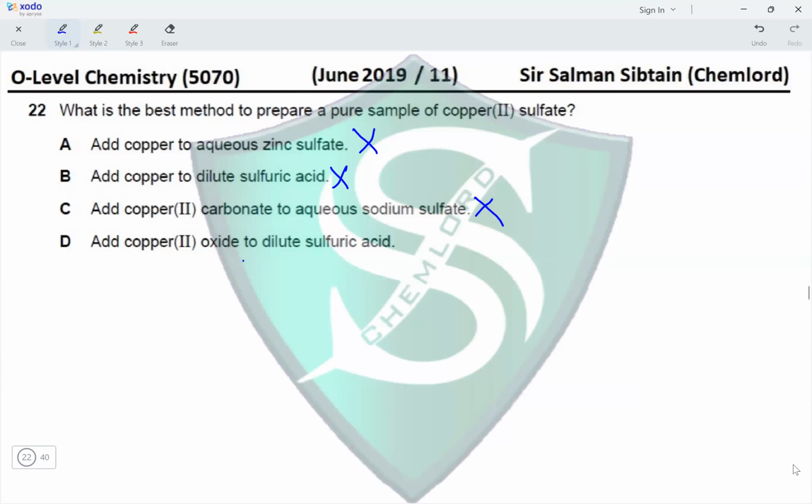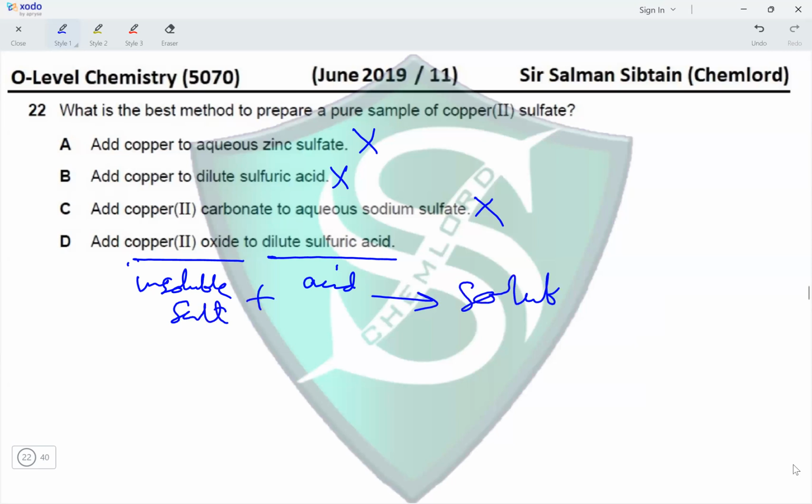Add copper oxide. This is an insoluble copper salt and it reacts with sulfuric acid, which is an acid. So insoluble salt plus acid gives us a soluble salt, and the soluble salt in this case is copper 2 sulfate. So this method is correct. Therefore, option D is the correct option for this question.